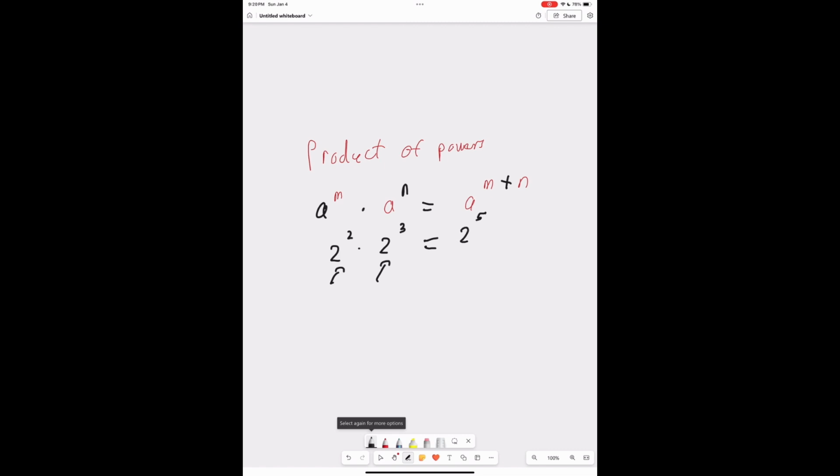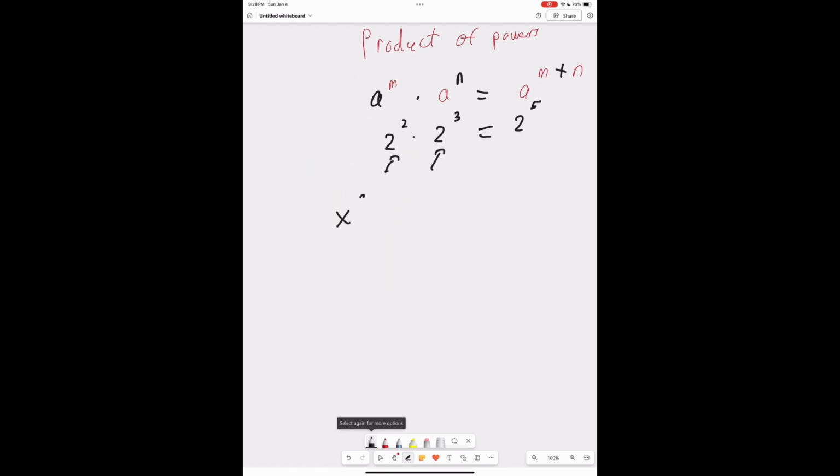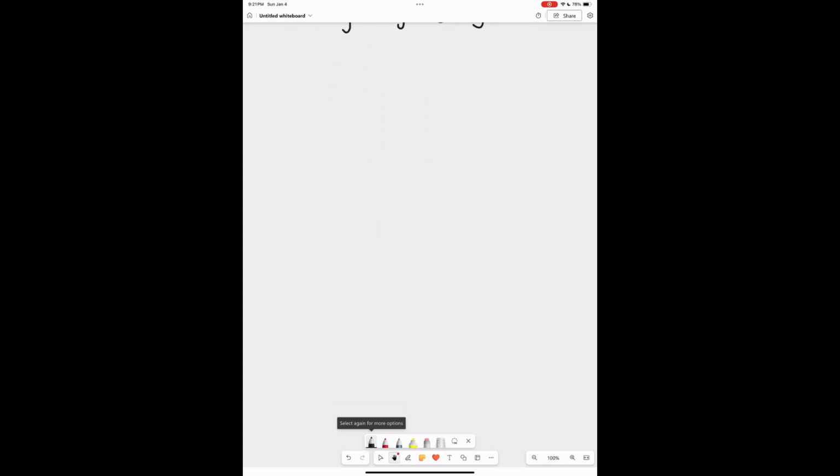This is applied when you're multiplying exponents with the same base: you add the exponents. So if we have, for example, x cubed times x to the 5th, this is equal to x to the 8. And if we have y to the 1 times y to the 7, this would be y to the 8. Because they're the same base, we just add the exponents. Okay, cool.